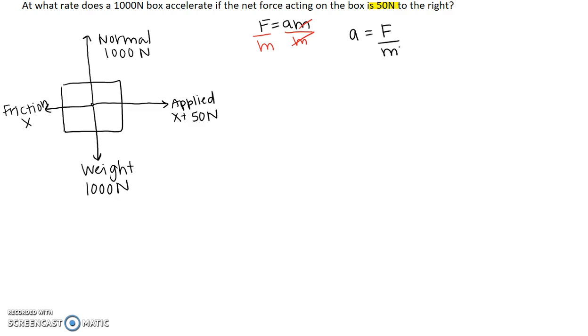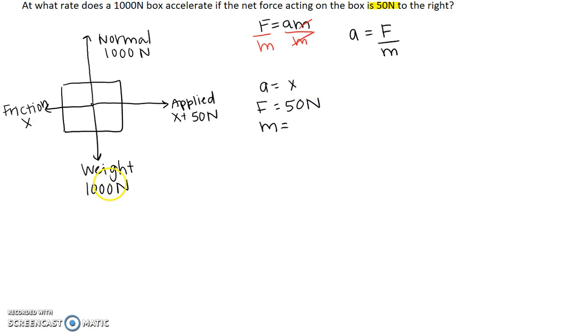Now let's list our variables so we can plug some stuff in. So a, F, and m. We know right away that the acceleration is what we're looking for. Force is 50 newtons to the right. That 50 newtons is the net force total, so 50 newtons goes here. And mass we don't know yet.